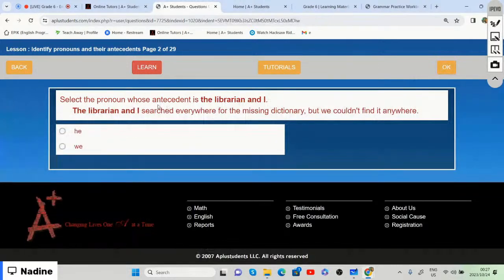We need to select the pronoun whose antecedent is the librarian and I. So the librarian and I searched everywhere for the missing dictionary, but we couldn't find it anywhere. So the librarian and I, is the pronoun he or is the pronoun we?